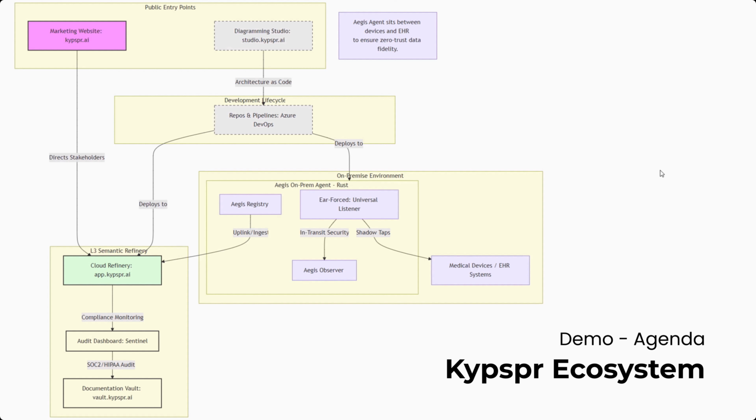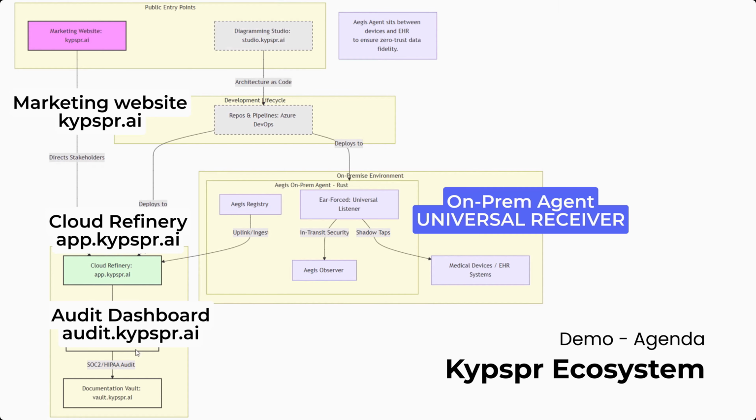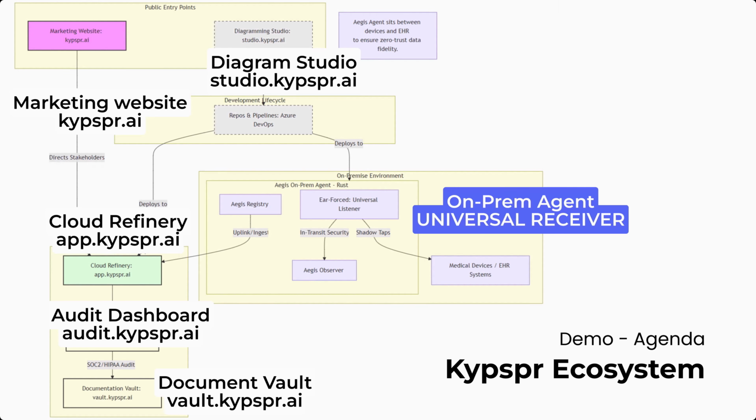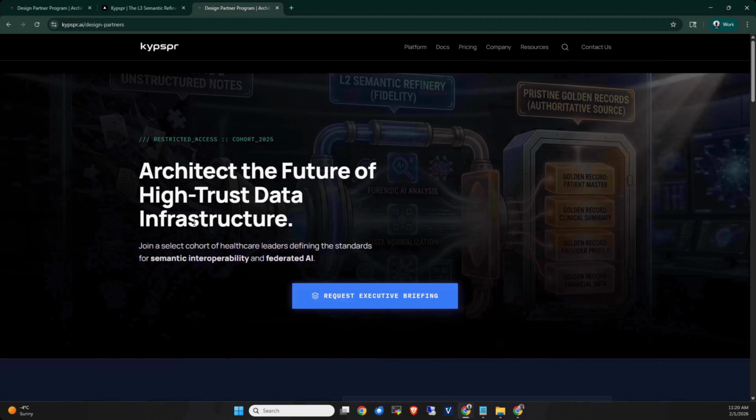The broad idea of the demo is: marketing website, on-prem agent, cloud refinery, audit dashboard, documentation vault, diagramming studio, repositories, and pipelines. This is our public marketing site, Kypspr.ai. The menu captures information about the platform, some documents, pricing, and about us information, and there is a design partner program for the healthcare systems, those who are interested in collaborating with us.